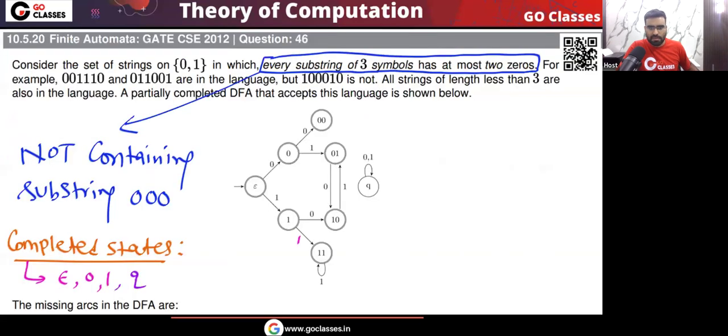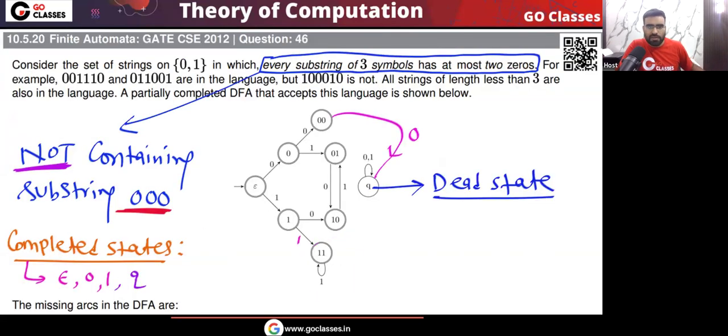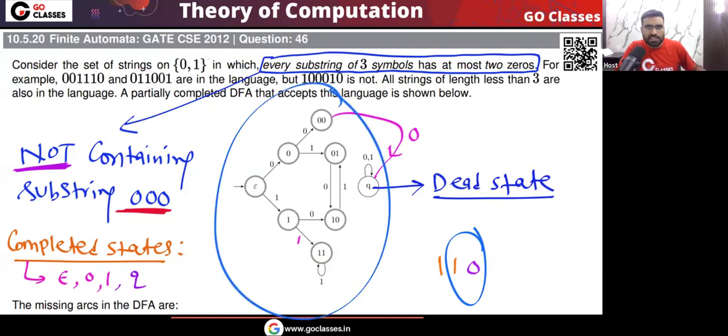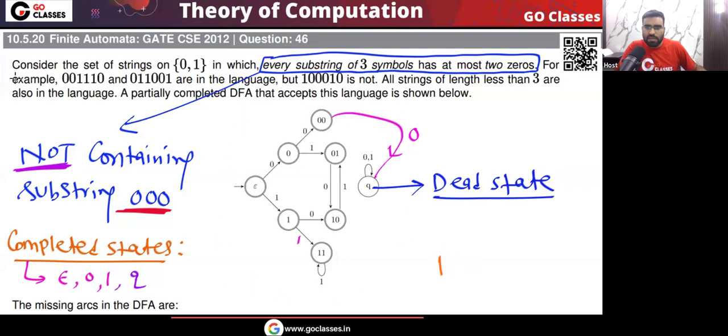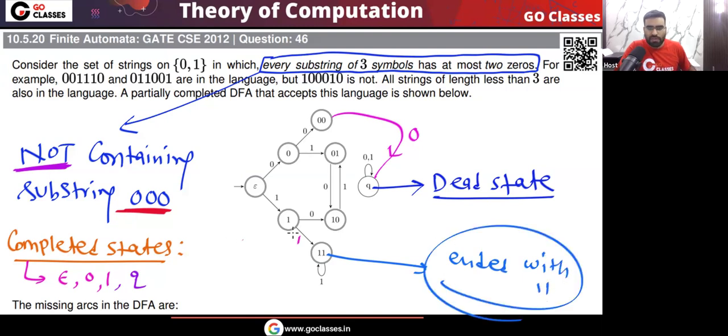So now let's see the next. Now you tell me, in this state double one, if symbol zero comes, where should I go? I should go to 1 0. Very simple, because all the states are already labeled. You can easily see, this state is telling you so far we have ended with 1 1. Yes or no?